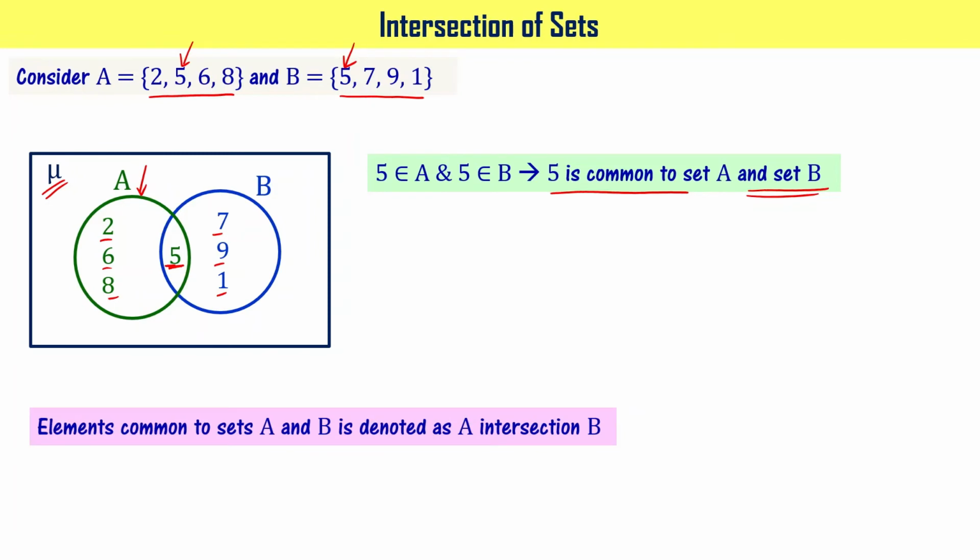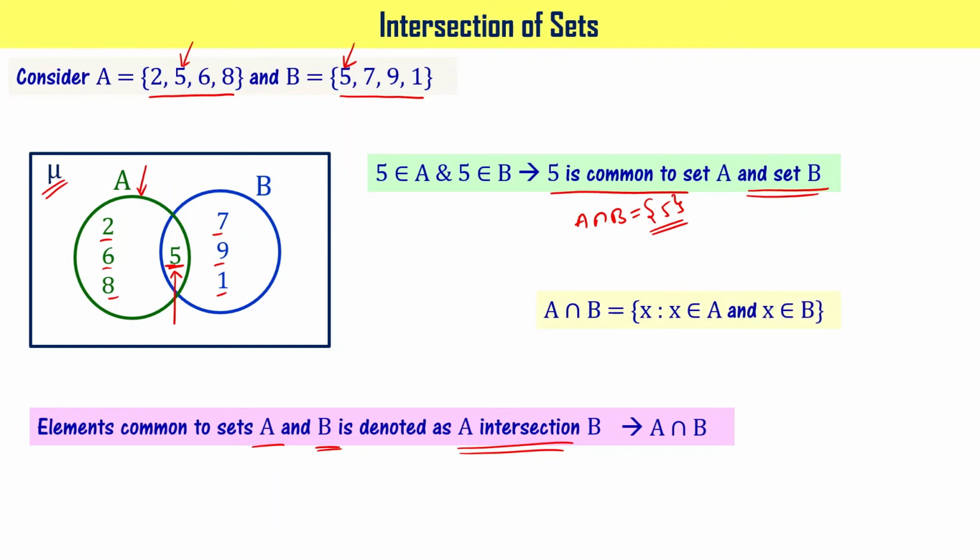The elements common to sets A and B is denoted as A intersection B. What is A intersection B? A intersection B is a set that contains elements that are common to set A and set B, right? A intersection B has got elements 5, only one element, that is 5 here. So we can write A intersection B equal to set containing only element 5, right? And we can write set builder form for A intersection B as this.